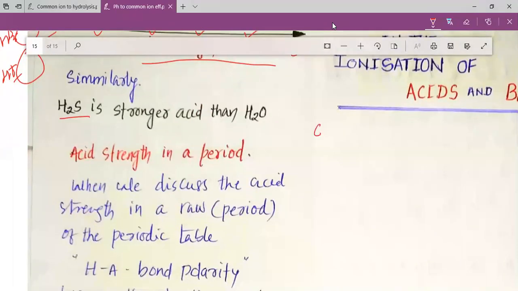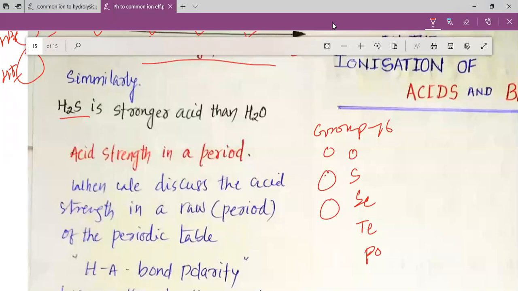So if you look into group number 16, my dear students, you have oxygen, sulfur, selenium, tellurium and polonium. If you move down the group, the size increases. As the size increases, they form compounds with hydrogen: H2O, then H2S, then H2Se, then H2Te, then H2Po. These are the kinds of compounds they form.